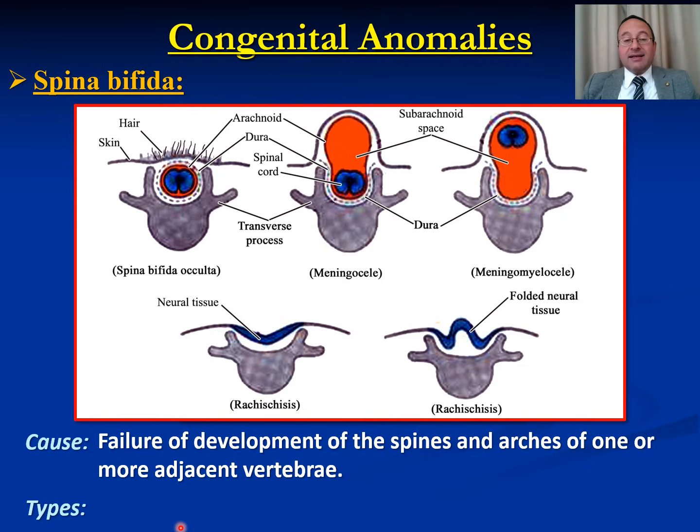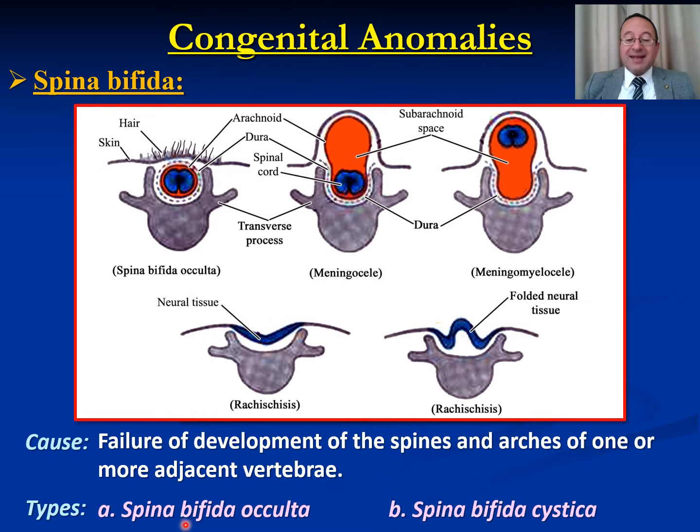It has two main types: either a manifest type, which we can see, or a hidden type, which is called occult. So we have two main types. The first type is called spina bifida occulta. I can't see the defect on the outer surface of the body. And a manifest type, which is called spina bifida cystica, gives us a cystic lesion on the outer surface of the body.